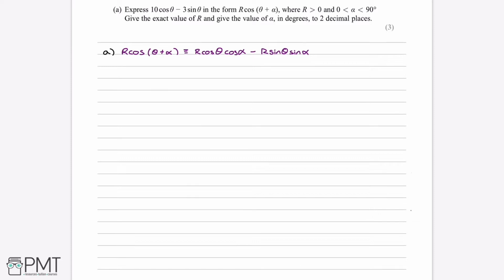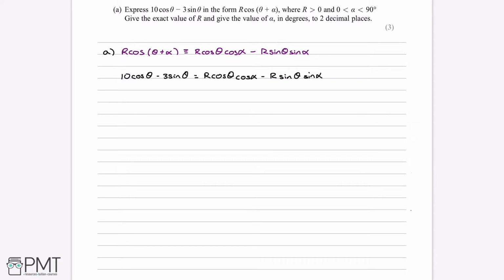Now, as we're told in the question that 10 cos theta minus 3 sine theta can be written in this form, therefore 10 cos theta minus 3 sine theta can be written as r cos theta cos alpha minus r sine theta sine alpha. So if we write that out, 10 cos theta minus 3 sine theta is equal to r cos theta cos alpha minus r sine theta sine alpha.